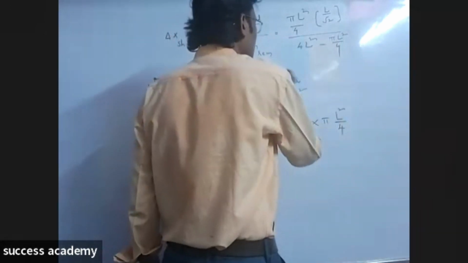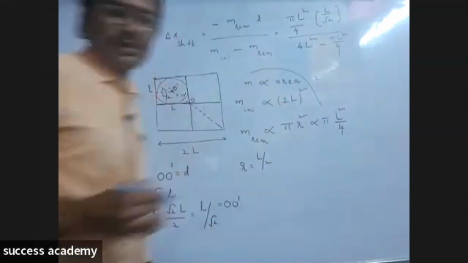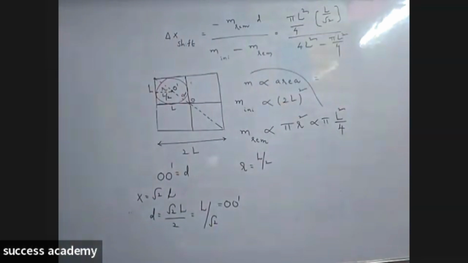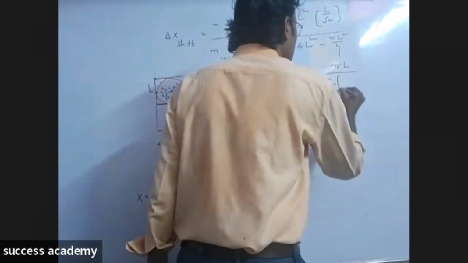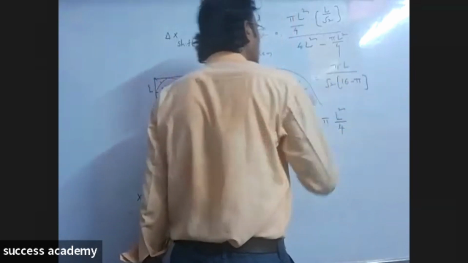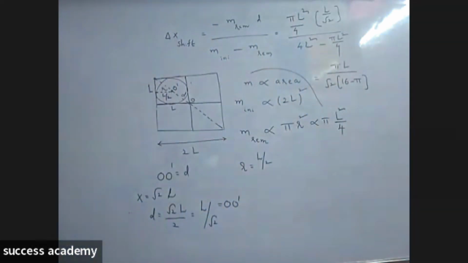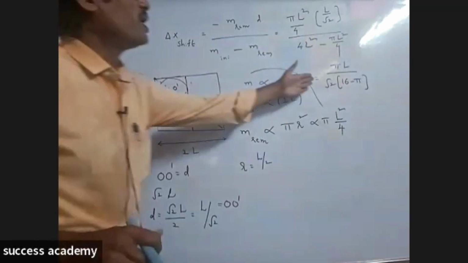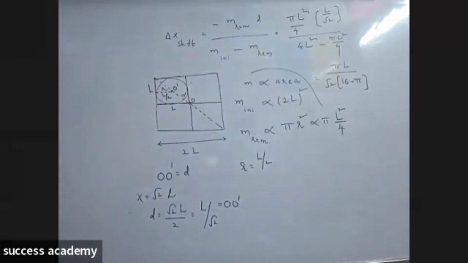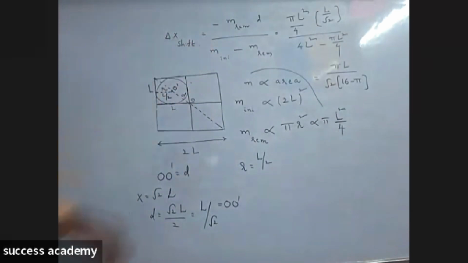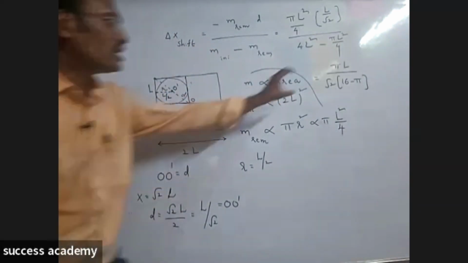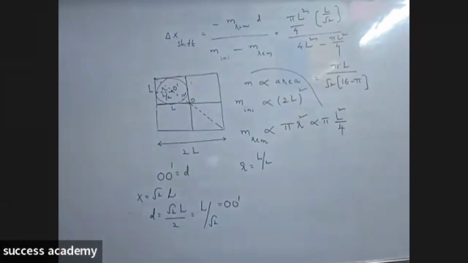If you calculate this, the shift in the center of mass is pi L by root 2 into 16 minus pi. This is the shift in the center of mass. Depending on the length, when a problem like this is present, you need to remember this formula immediately: pi L by root 2 into 16 minus pi. Just 2L, in that half is L, so substitute that L value in it and you will get the answer. This itself is the hint: pi L by root 2 into 16 minus pi.